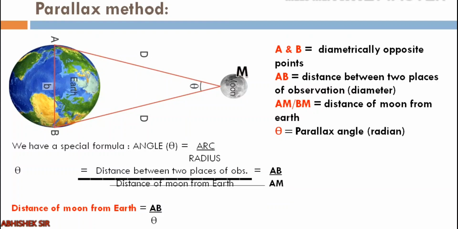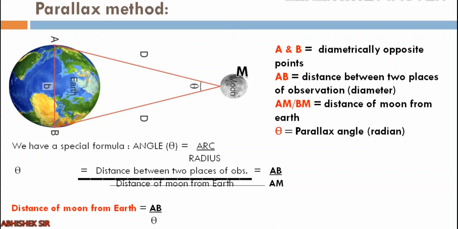We will take observation of the moon from A to M, then we'll go to point B and from B to M. So twice we are measuring the distance. Clear? One from A and one from B. So AB will be the distance between the two places of observation, and AM or BM will be the distance of the moon from the earth. Clear? And there will be an angle between AM and BM that will be known as parallax angle, theta, that is shown in the figure.